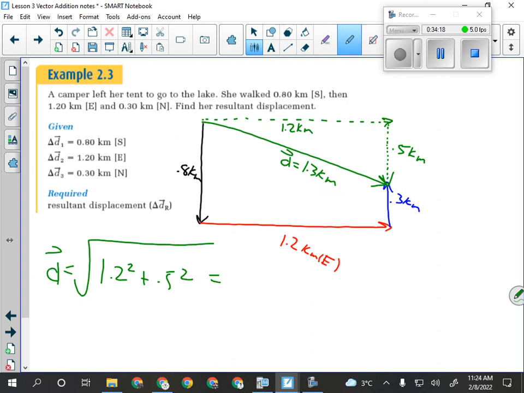That's the magnitude. What else do I need? Direction. Where would I draw an angle arc that would tell me the direction she goes?